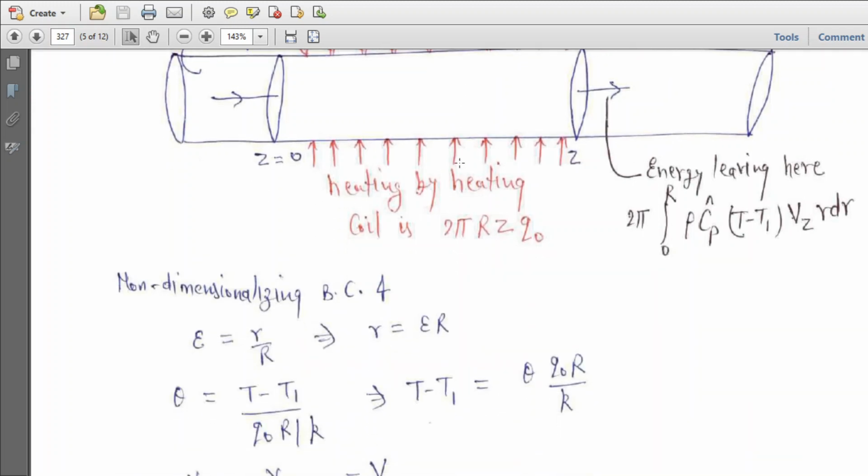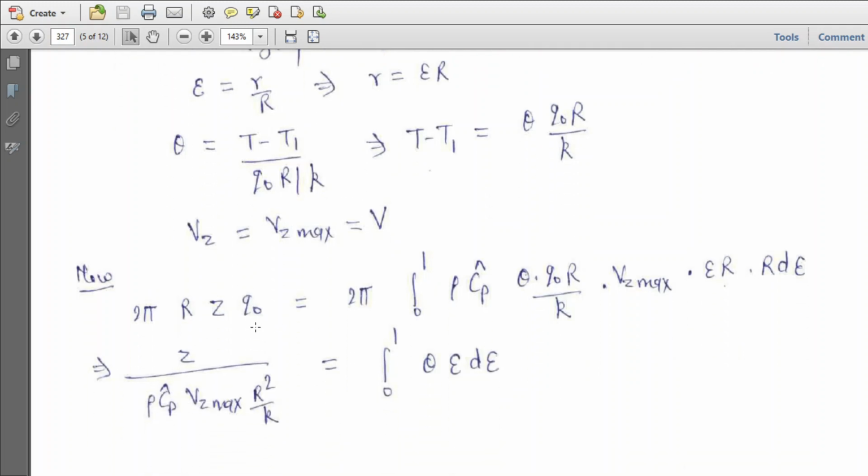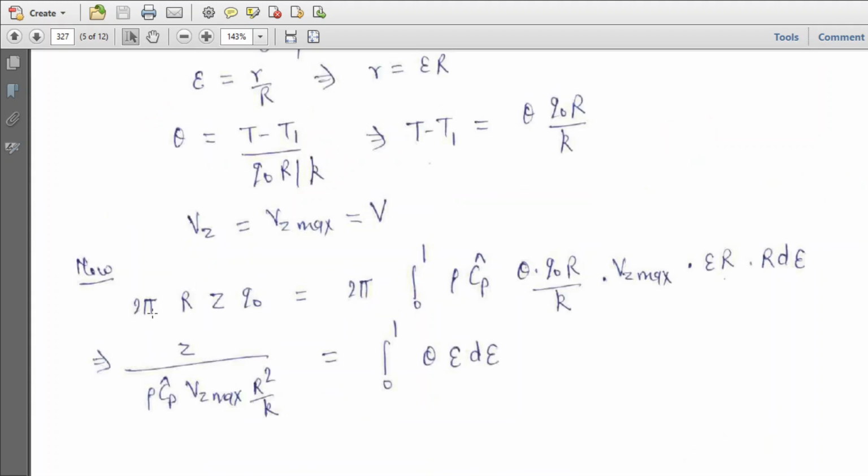Now we can non-dimensionalize this boundary condition 4. You have ε as r upon R, and you get the expression of r here, then θ equal to (T minus T1) Q₀ R/K. Vz equal to Vz max equal to V only, so you actually have plug flow here. You can substitute all of them back into boundary condition 4.